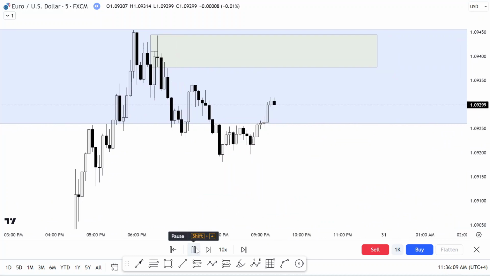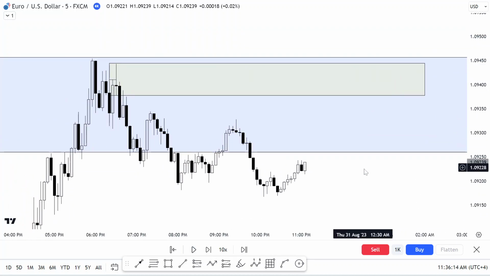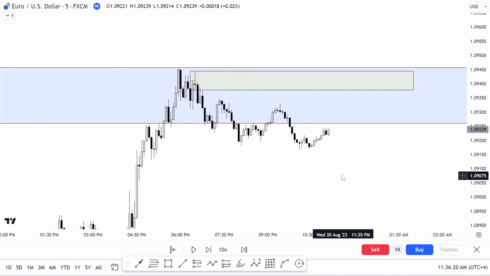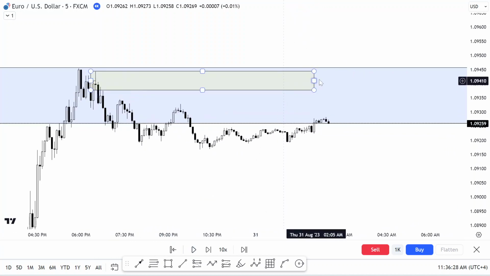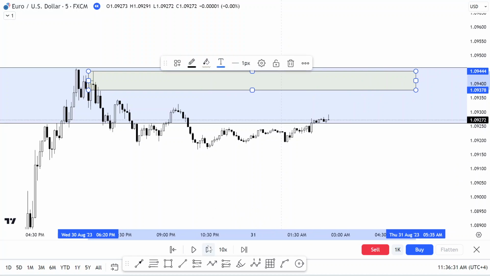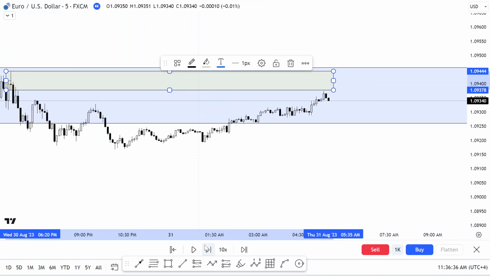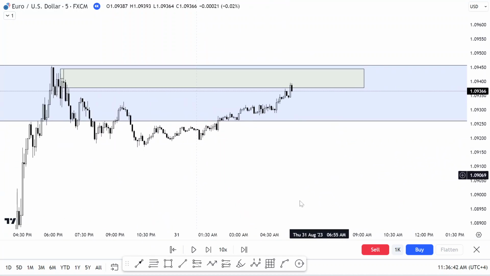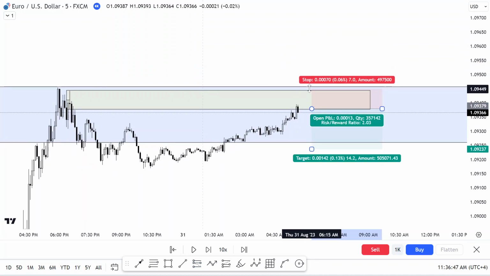So I'm gonna forward. Once the market taps here, immediately sell, because it's a very high probability setup. All right. So once the market taps here, you can sell and put the stop loss on the high of the candle or a little bit higher.